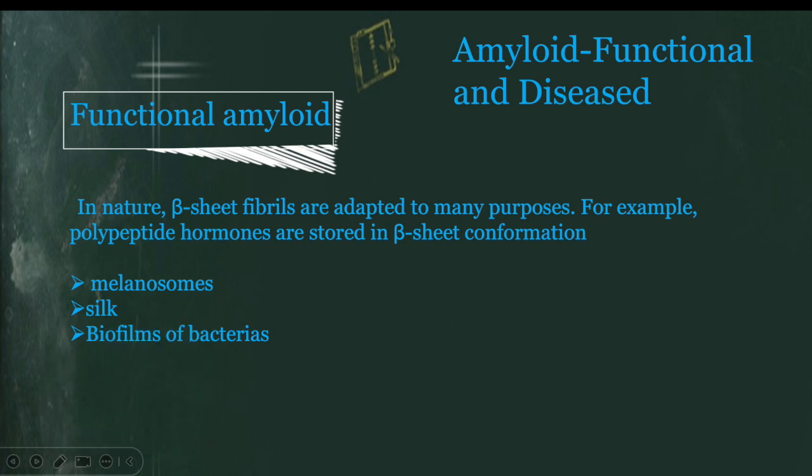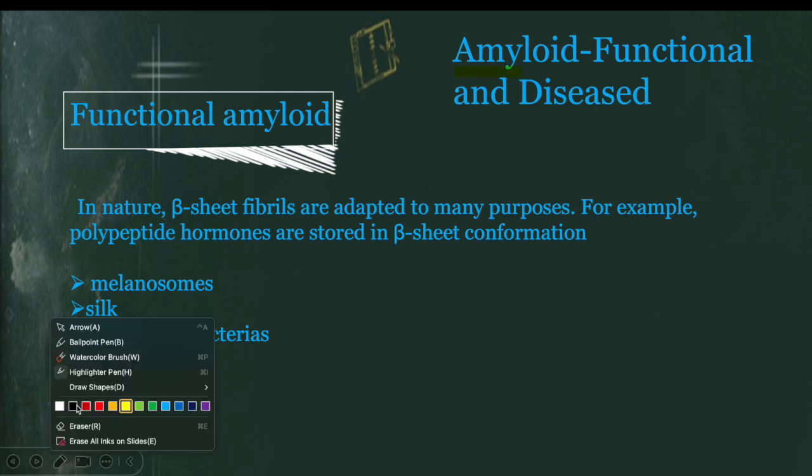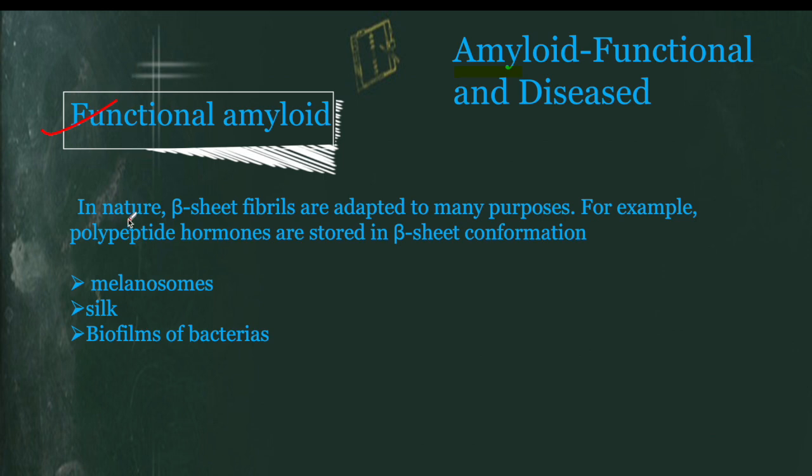So let's get started. First of all, amyloid can be functional and diseased. Now the functional amyloid, what is this? Naturally, beta sheet fibrils are adapted to many purposes. For example, polypeptide hormones are stored in beta sheet conformation. This can be found in melanosomes, silk and biofilms of bacteria.